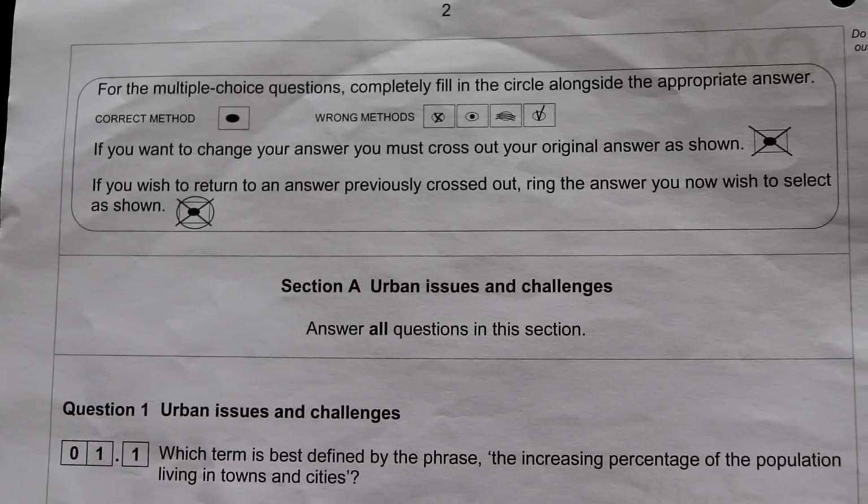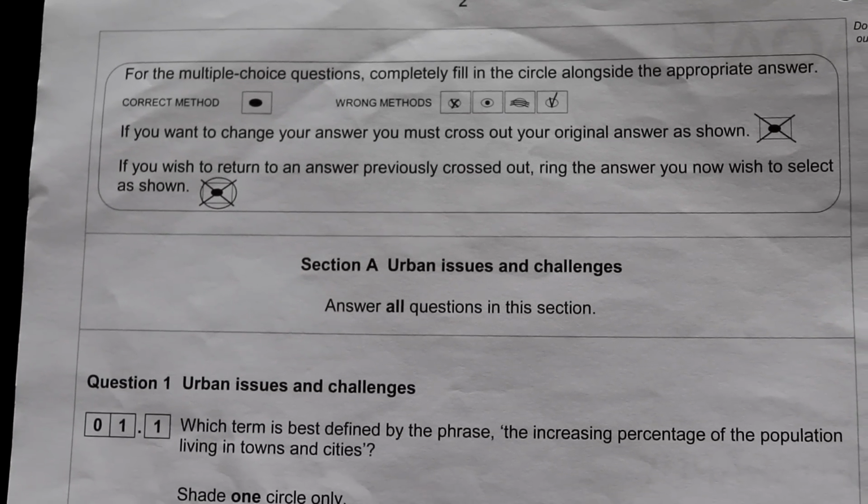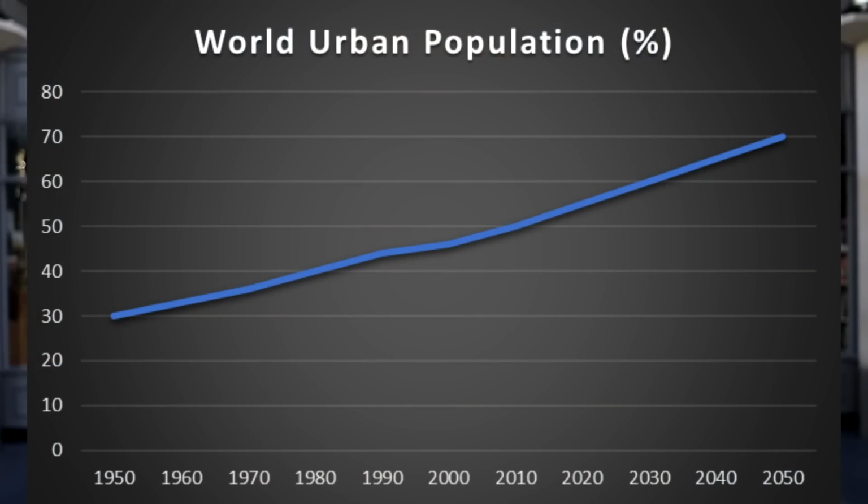So looking at the first section, urban issues and challenges, you need to be aware of these following concepts. You need to understand what urbanisation is, as well as urbanisation rates. You need to look at rural to urban migration and know the difference between internal and international migration.